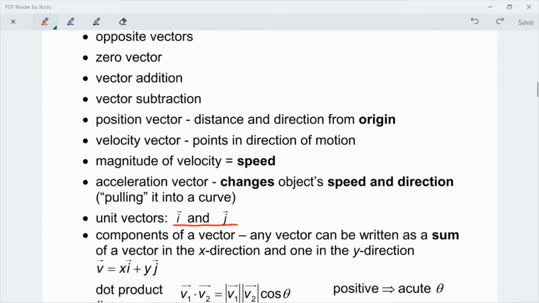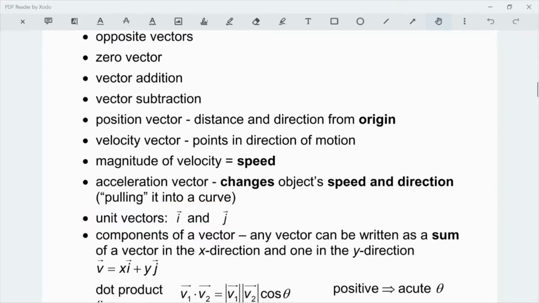So the big thing here that we're going to see a lot of is when we start to get into these components, the unit vectors i and j. Remember, i is just a vector that points in the horizontal direction, and that vector has a length of 1. That's what makes it a unit vector. j points in the vertical direction and again has a length of 1.